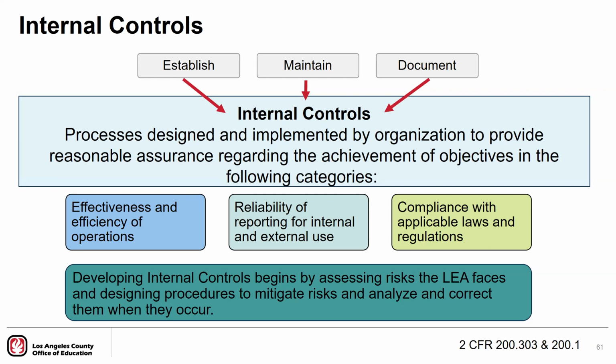And developing internal controls begins by assessing risk that the LEA faces. And every LEA is different. You know your specific issues that your LEA or your district may face. If there's been a lot of turnover in the central office, that might be a risk factor. Or if you have a new program that you're implementing, again, something that you would have to develop internal controls for. So it's really a very specific look at your LEA and what your programs and your internal controls are considered now. Next slide, please.